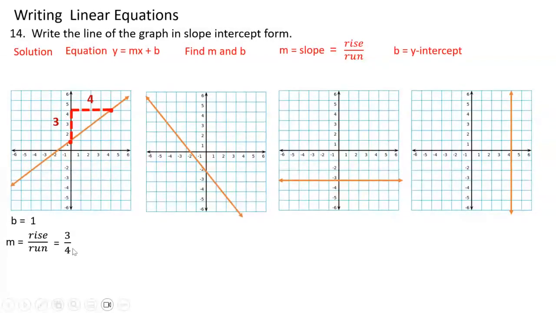So I already found my b and I already found my m. So let's put them into the formula. My m is 3/4, and my b is 1. So this is the equation of the line: y equals 3/4 x plus 1.